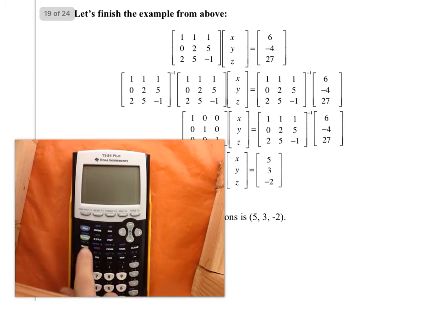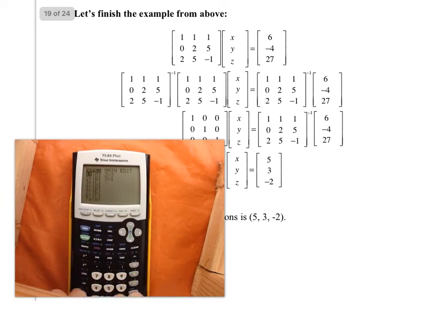So again, to get to the matrix menu, I press second X inverse. I'm going to go over to edit. This time I choose matrix B. Matrix B is a 3 by 1 matrix, and it is 6, -4, 27. So then I'm ready to do the matrix multiplication with the inverse of A times B.